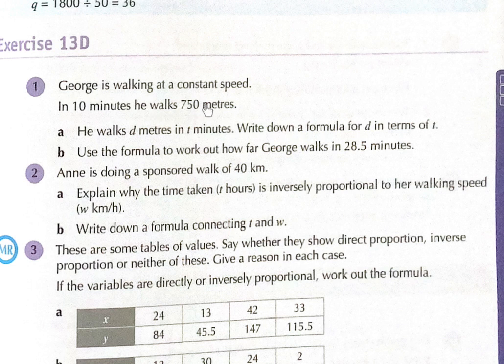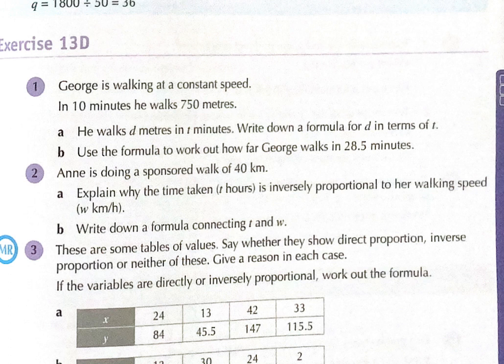Because in 10 minutes, 750. So in 20 minutes, 750 times 2. In 30 minutes, 750 multiplied by 3. Because if the time increases, the distance increases, because you move with constant speed. So this is direct or inverse? Direct, because they increase together by the same ratio. Now he walks d meters in t minutes. Write down a formula for d in terms of t.